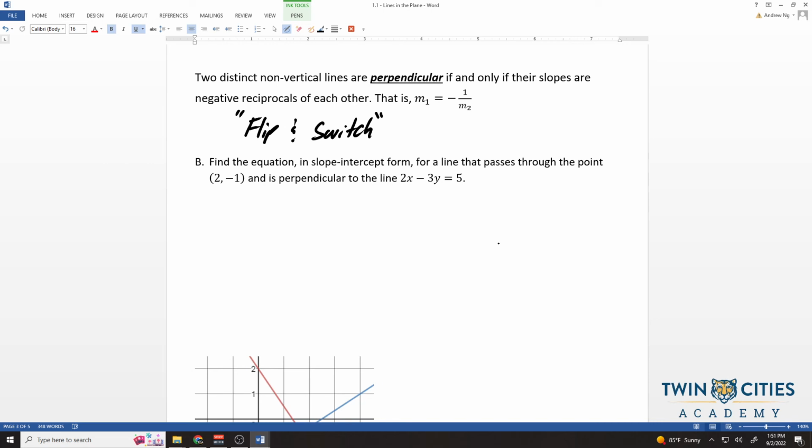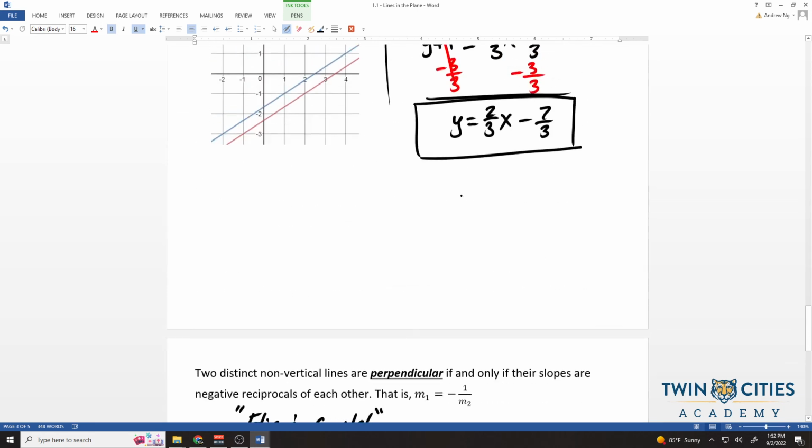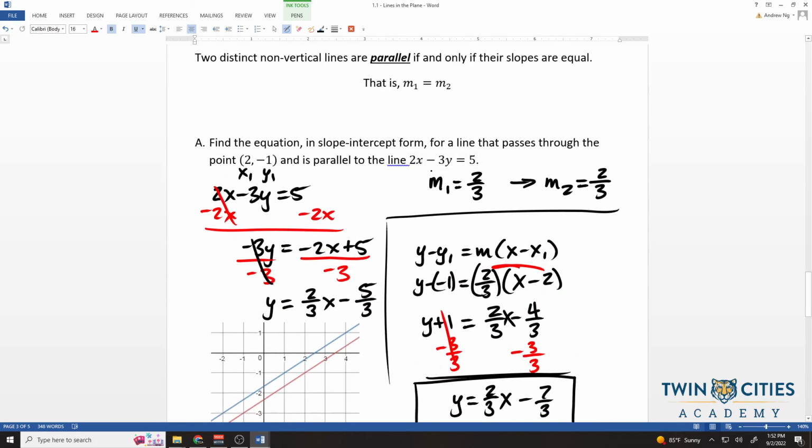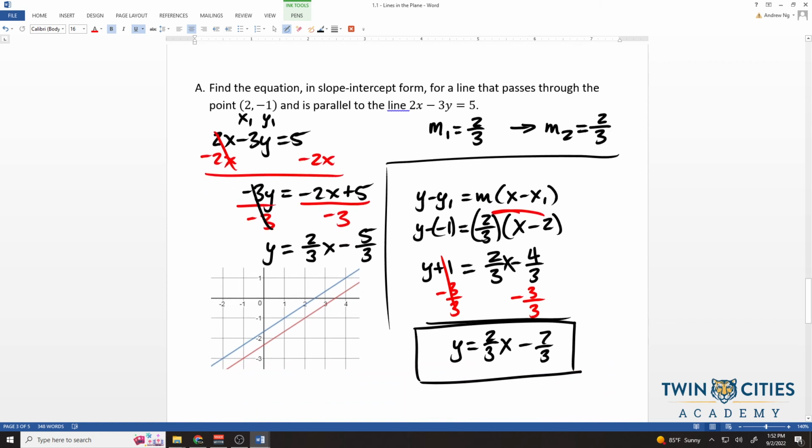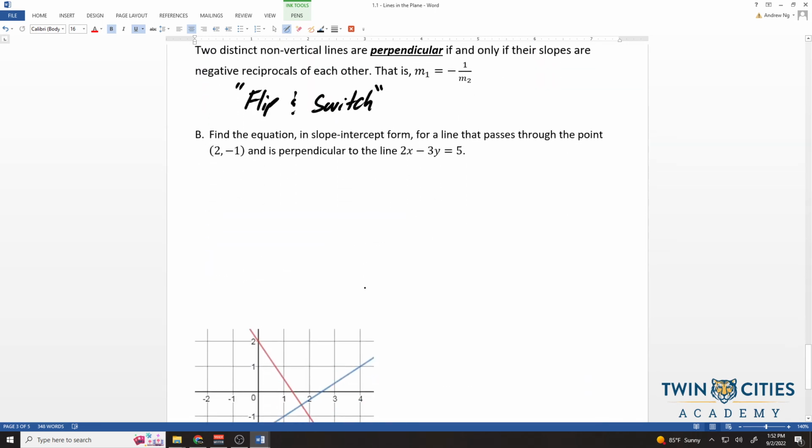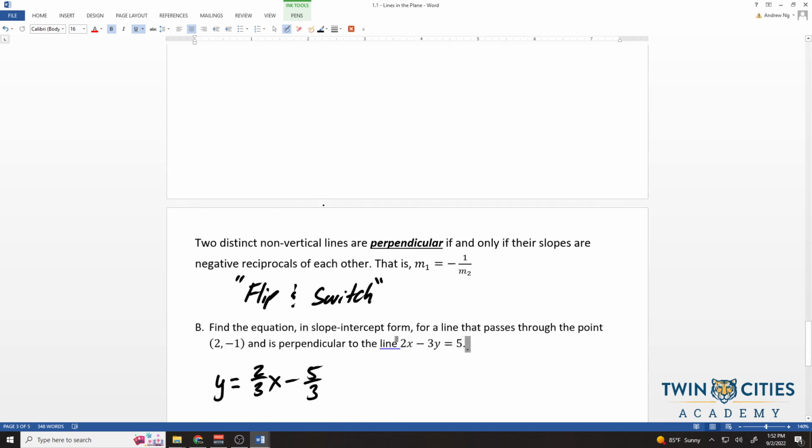Let me show you in this example. Example B. Find the equation in slope-intercept form for a line that passes through the point 2, negative 1, and this time is perpendicular to the line 2x minus 3y equals 5. Well, this is the same first line as what we had before, and that ended up being y equals 2/3 x minus 5/3. So I'm just going to remember that y equals 2/3 x minus 5/3, and let's write that here. Double check that that's right.